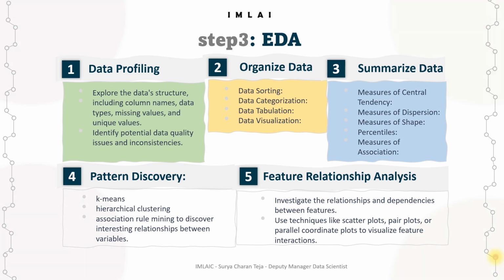It's very important. Most of the descriptive statistics tools or techniques will be used in summarizing the data. It begins with measures of central tendency such as mean, median, mode. Then we'll move on to measures of dispersion, then measures of shape, percentiles, and measures of association. In measures of association, we also look into covariance and correlation. In percentiles, we'll see quantiles, quartiles, deciles, and so on.